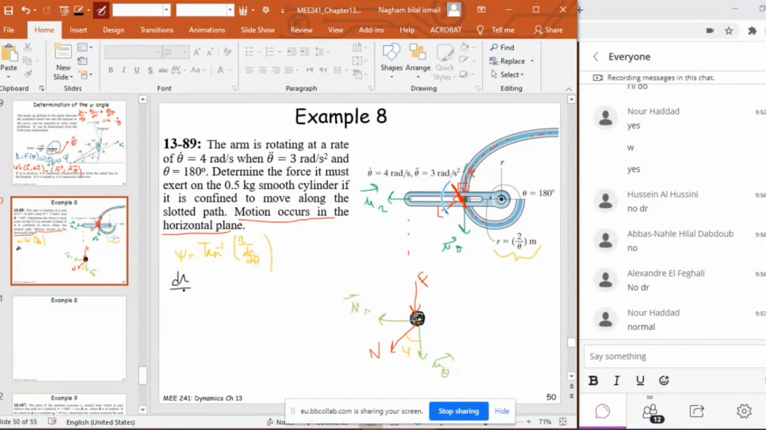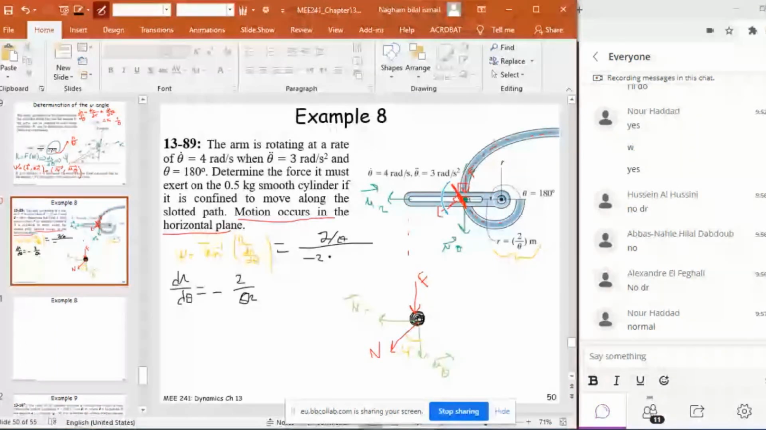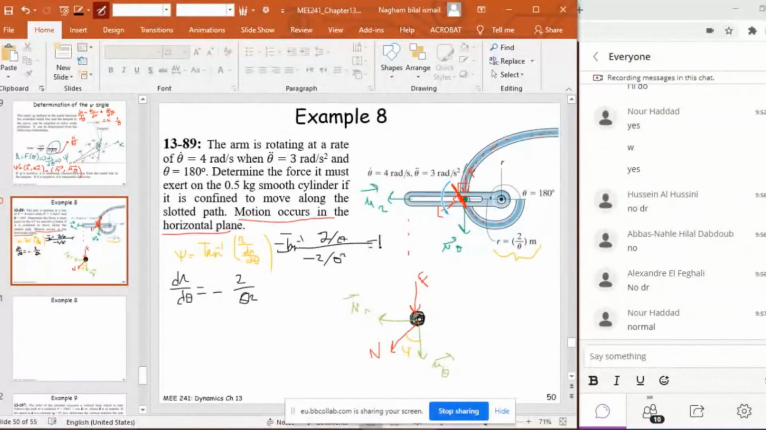So if you replace this in this equation, 2 over theta over minus 2 over theta squared will be what? Of course, this is tan inverse. Sorry, I forgot this tan inverse. So it will be tan inverse of minus theta. But don't forget, guys, that this should be in radians, all right? So psi will be tan inverse of minus theta when theta is equal to 180 degrees, which means when theta is equal to pi.